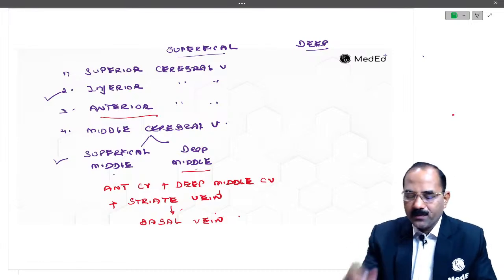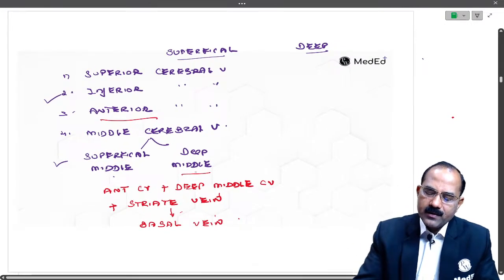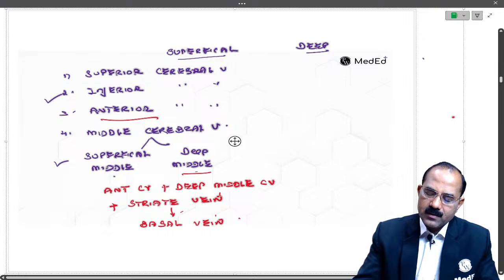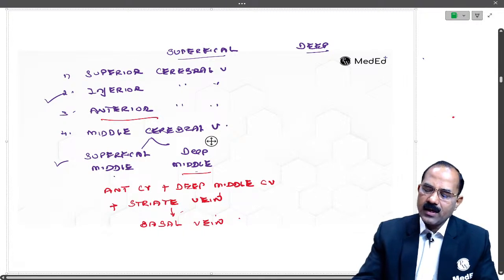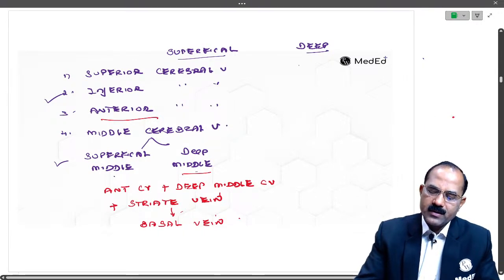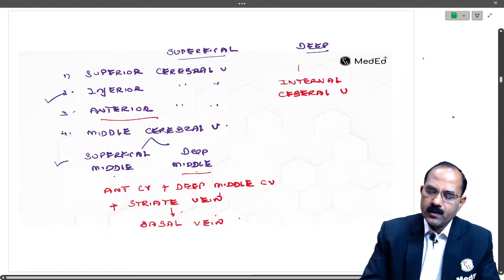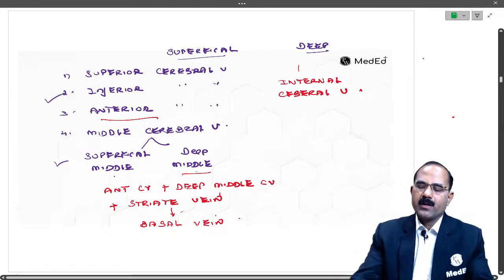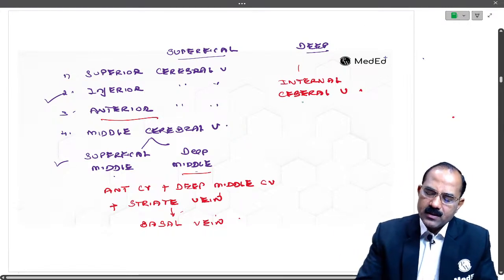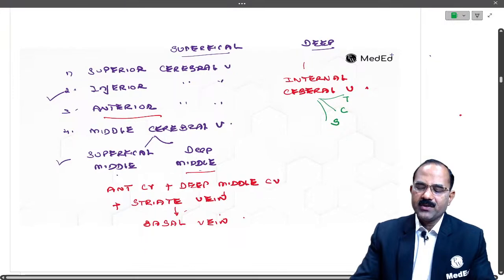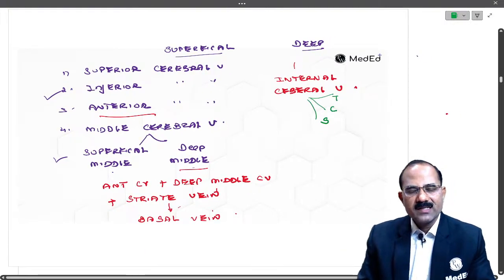Now which are the deep veins? The deep veins are the internal cerebral veins. There are two internal cerebral veins. And how are these internal cerebral veins formed? They are formed by the joining of three veins. Just remember this as TCS.